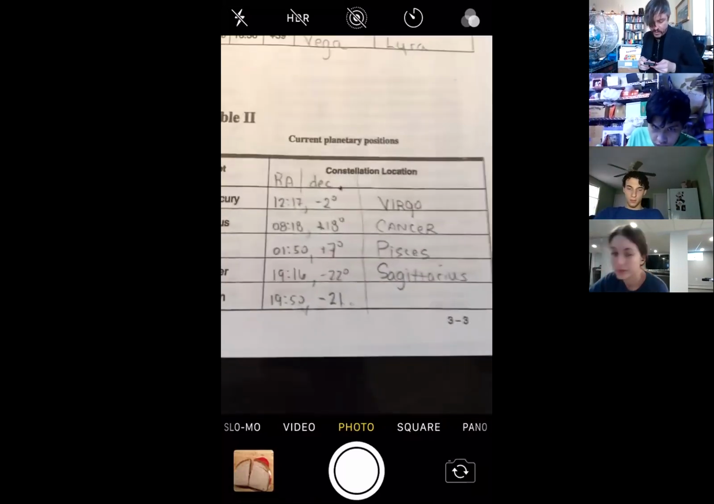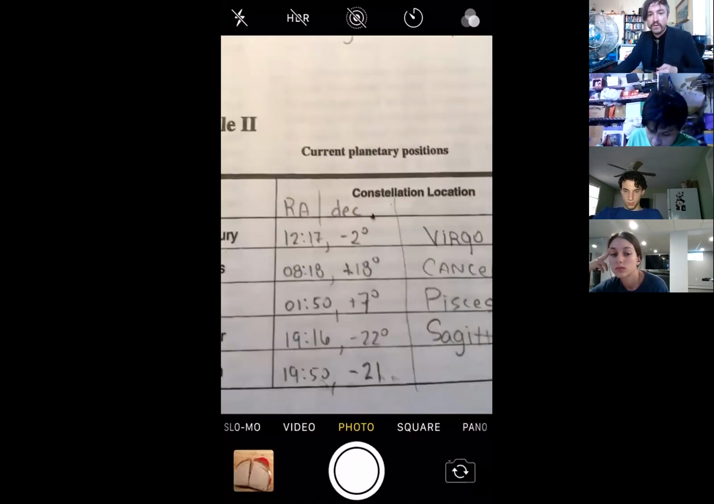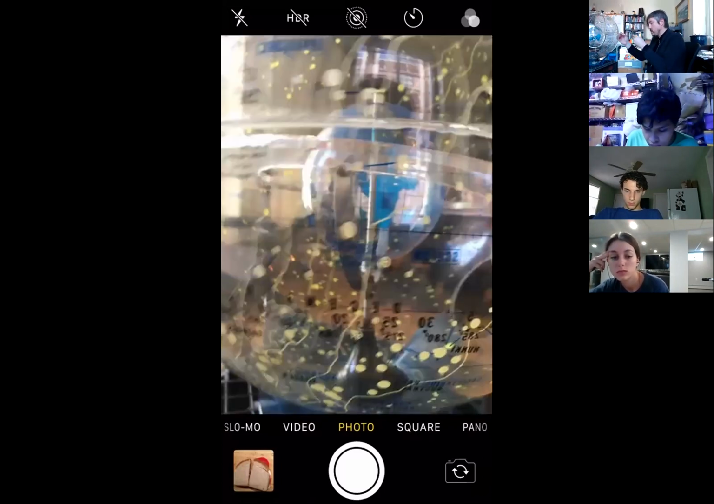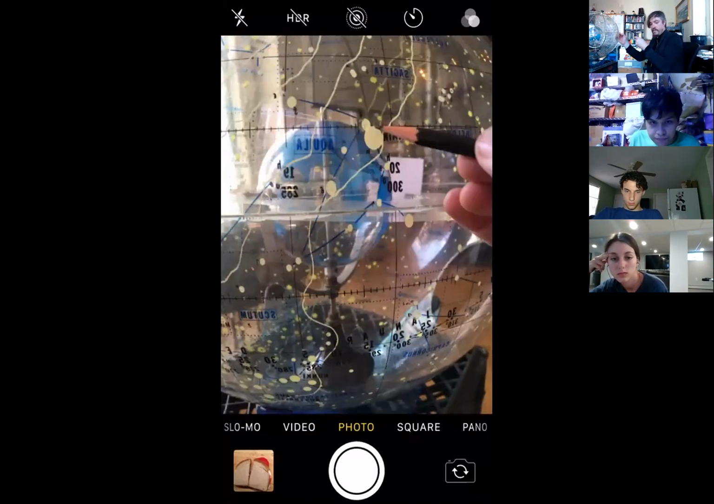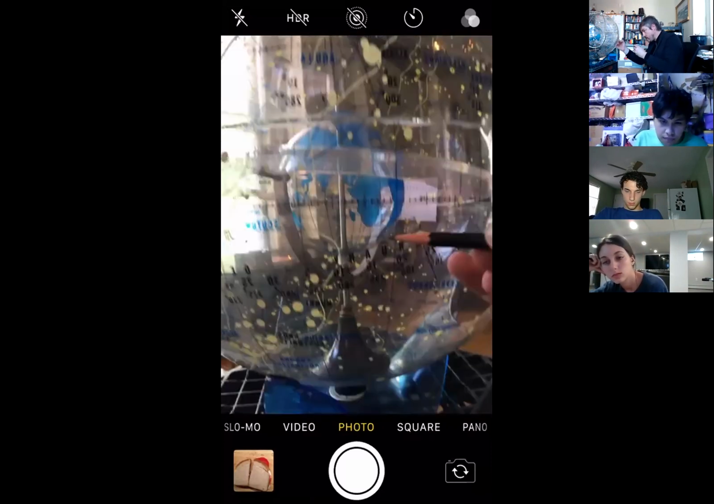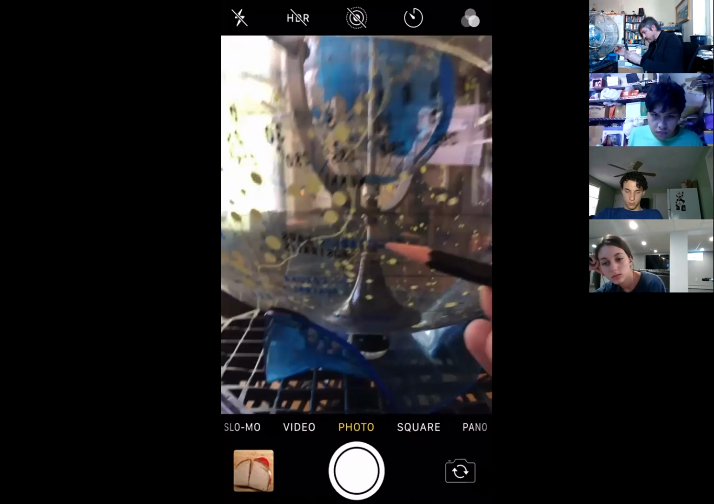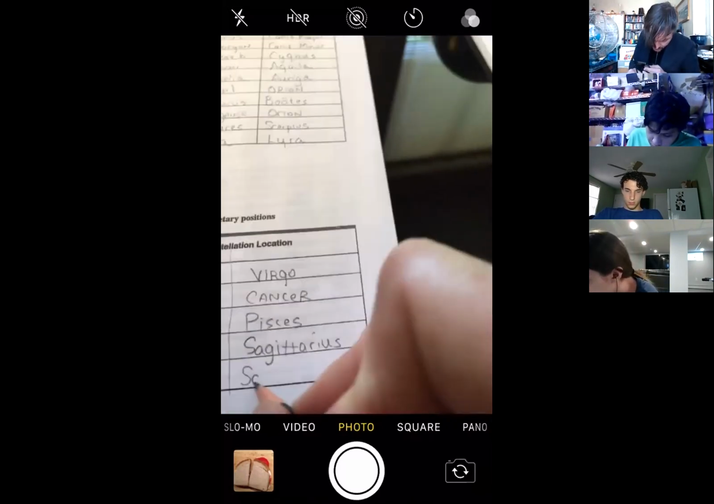Okay. Lastly, we have 1950 and negative 21 degrees. 1950, minus 10, minus 21 degrees. And we're also in Sagittarius. They're in the same constellation. That makes sense because they're located near each other in the sky.